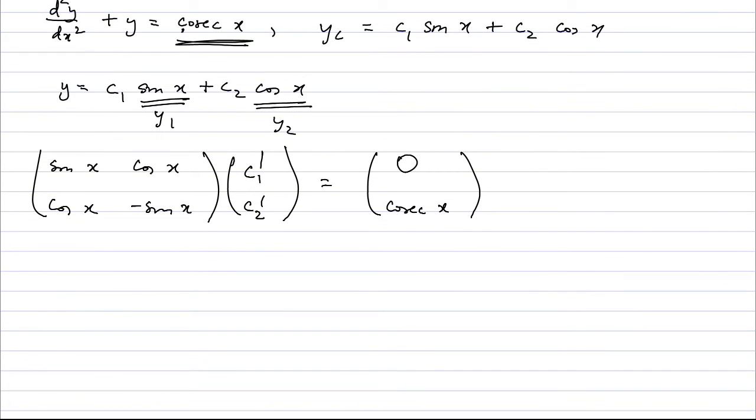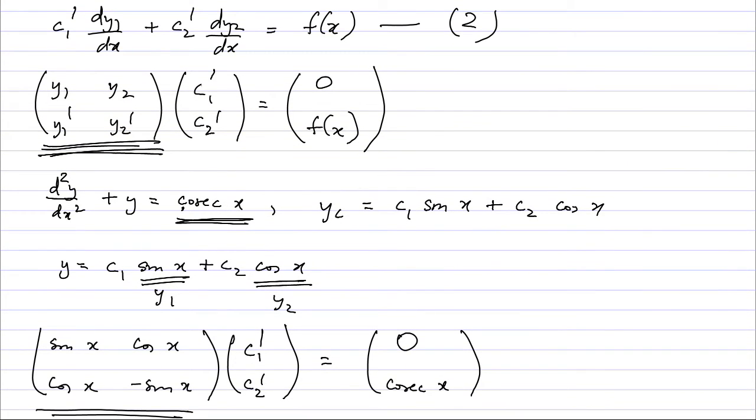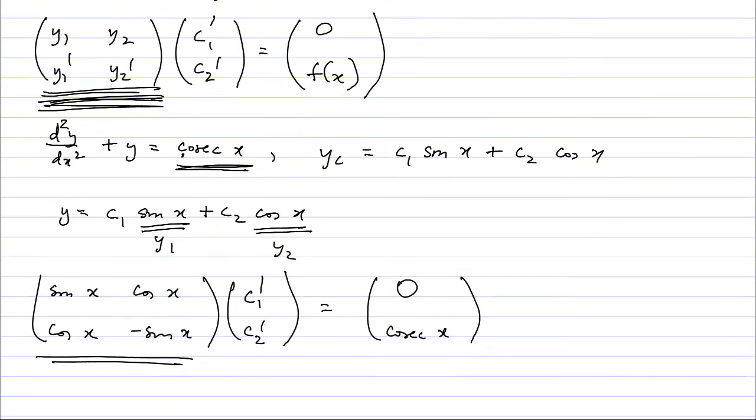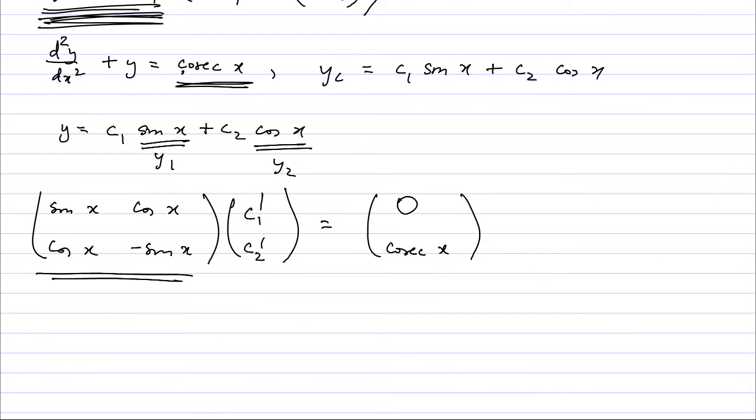So the inverse of this matrix, of course, to find out the inverse of this matrix, you find out the determinant of this matrix. The determinant of this matrix, by the way, is just a Wronskian. Essentially the determinant of this matrix in this case is minus sine square x minus cosine square x, and that of course is minus 1.